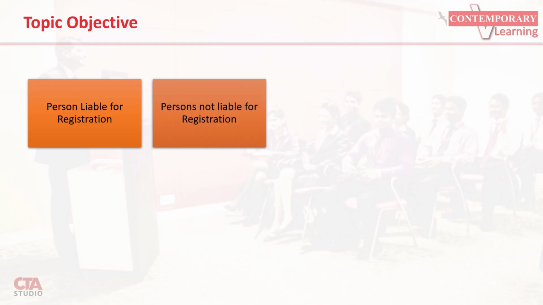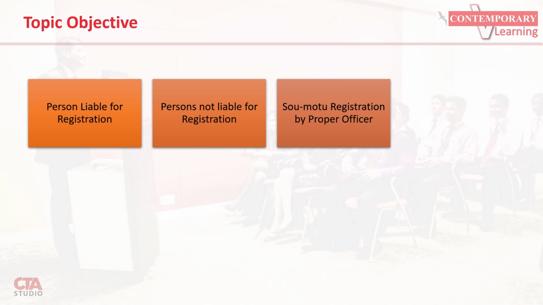Second, we'll examine persons not liable for registration. There are specific categories of people and businesses that are exempt from GST registration, and knowing these exemptions can save unnecessary compliance burden. Third, we'll explore suo motu registration by proper officer. This is when the tax authorities themselves initiate registration for a person who should have registered but hasn't.